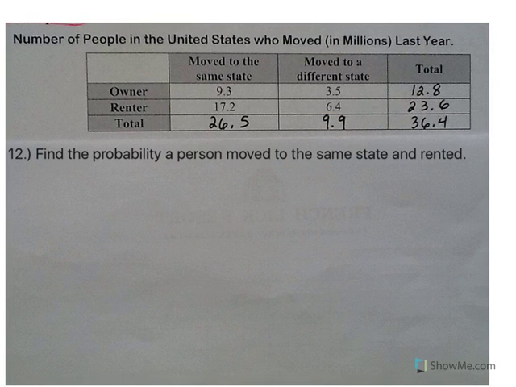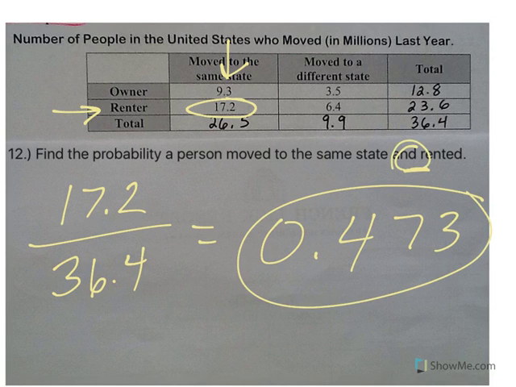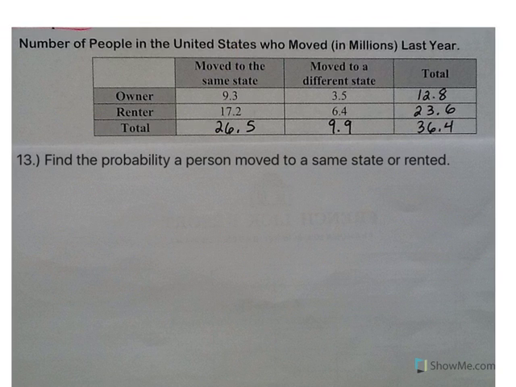Find the probability a person moved to the same state and rented. Well, here's same state, here's rented. The intersection of those is 17.2 out of my total of 36.4, which leaves me with 0.473. So the word and means intersection. Find out where the two pieces intersect, and that's the number you're using.